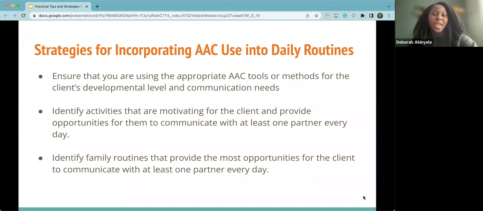That being, it's really starting from a foundation of having the client associate their device with the things that they do every day, and then being able to build on that to support their use of communication while they are engaging in those same activities.